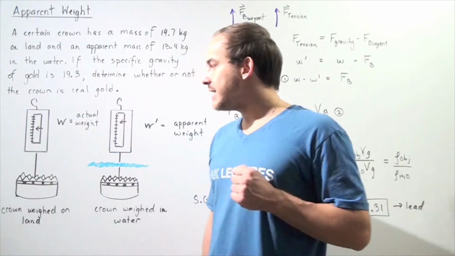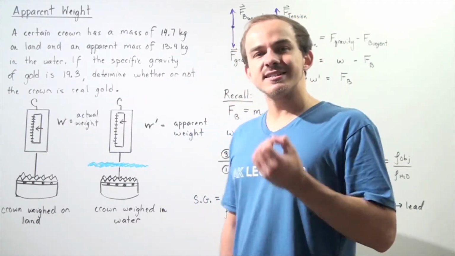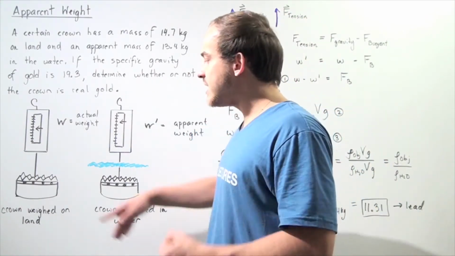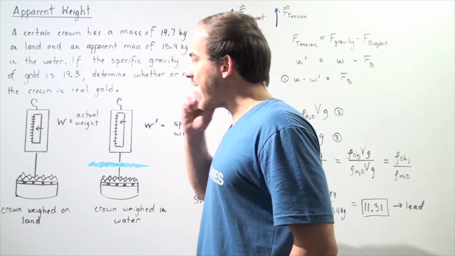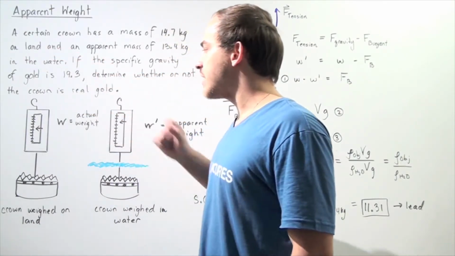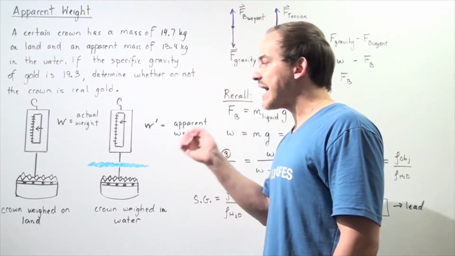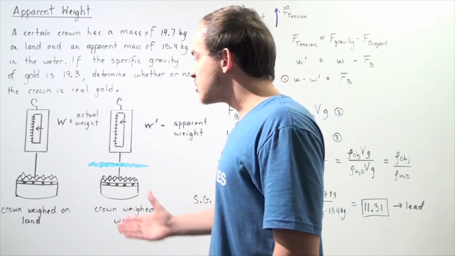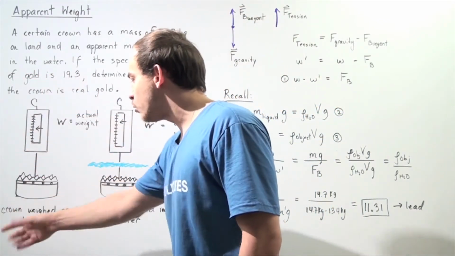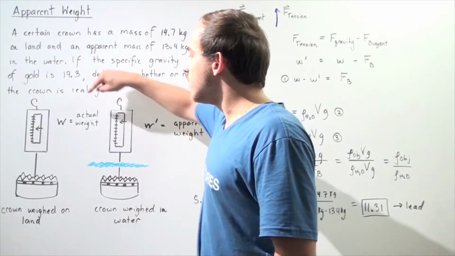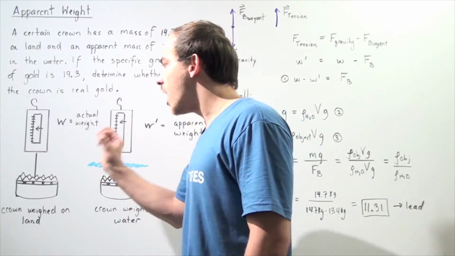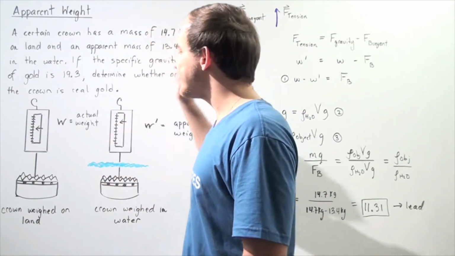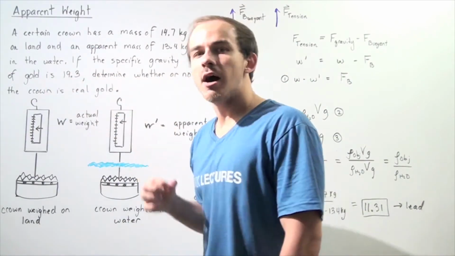So let's begin by taking a spring scale, and let's suppose we take our crown and we weigh our crown using that spring scale. We weigh that crown on land. So this is the diagram for the crown weighed on land. Now let's suppose that the weight of the crown is given by the letter W.